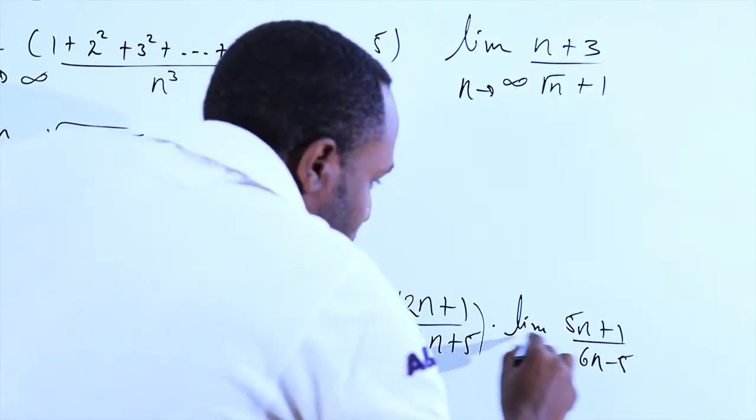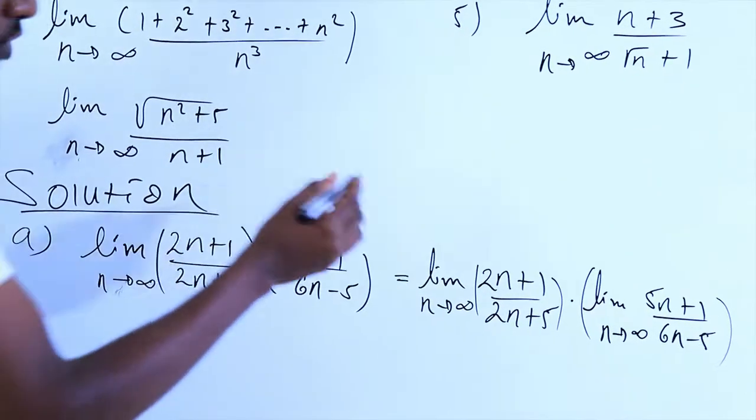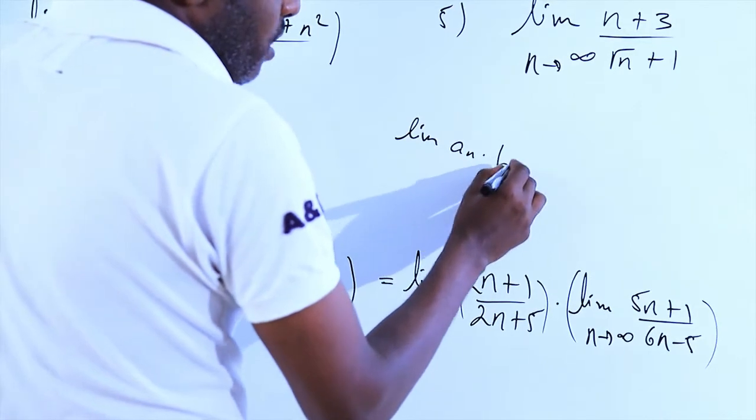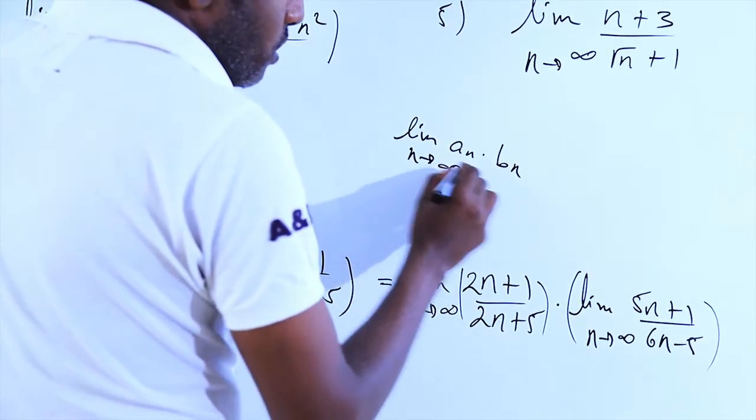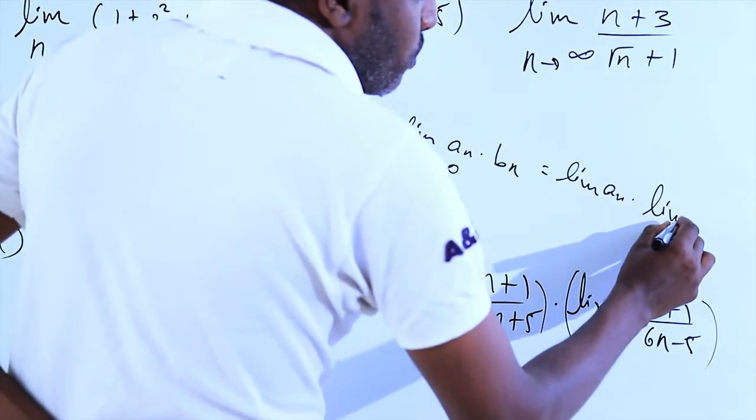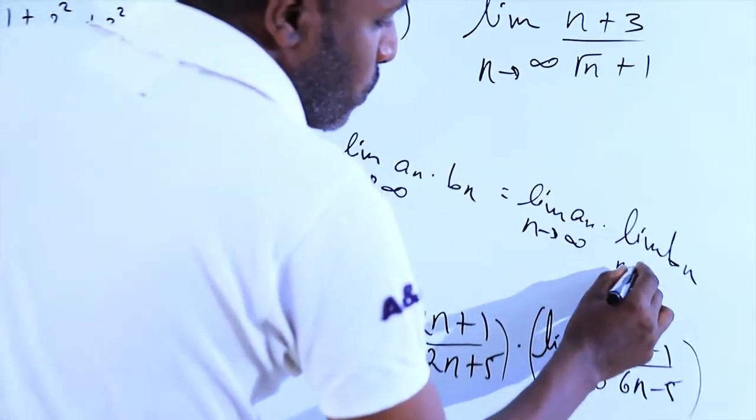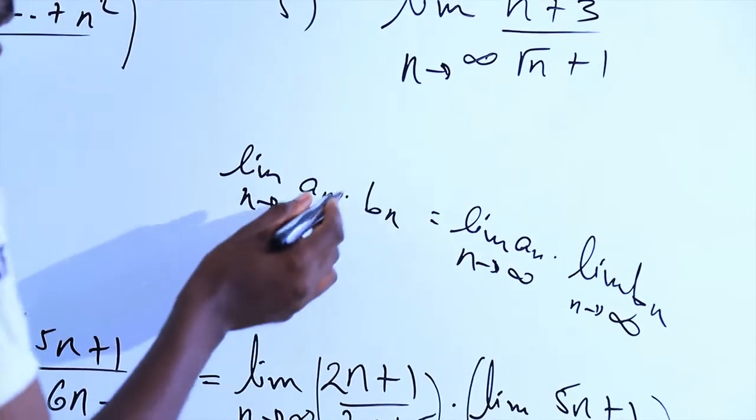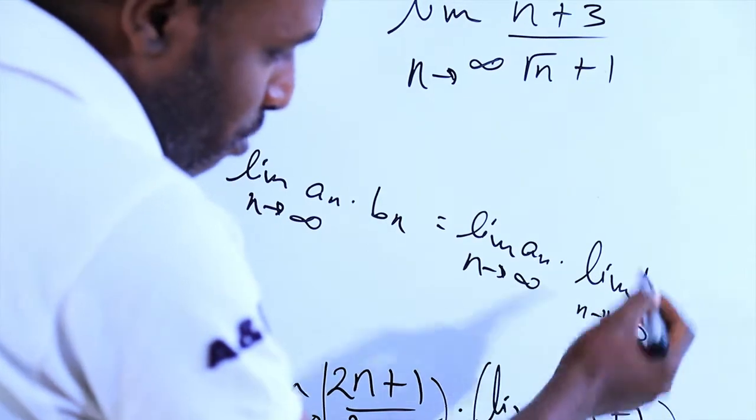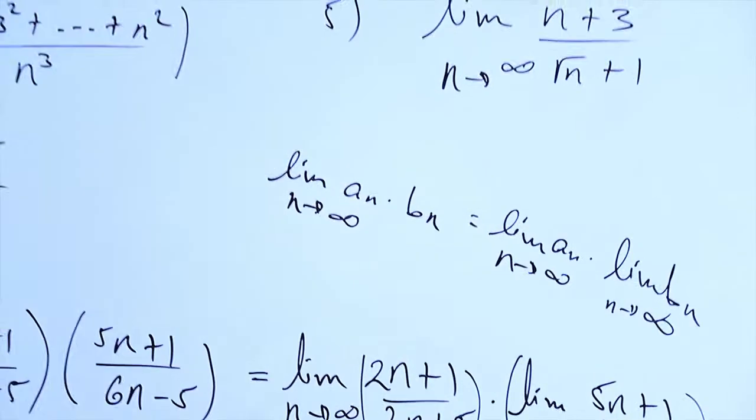Why does this happen? Because, as I said in the previous class, the limit of the product an times bn as n approaches infinity is exactly equal to the limit of an times the limit of bn as n approaches infinity, provided that the limit of an and the limit of bn as n approaches infinity are convergent sequences. So we can use the formula in such a way.